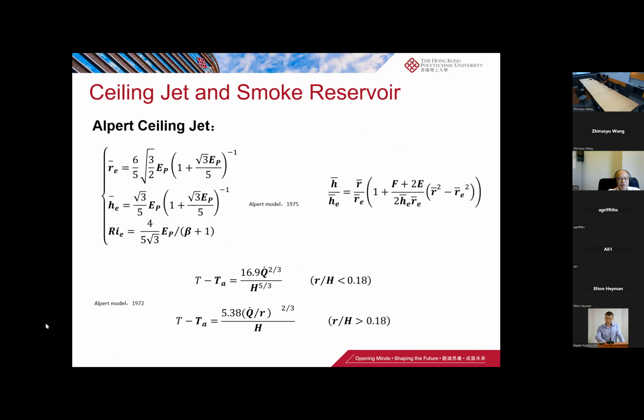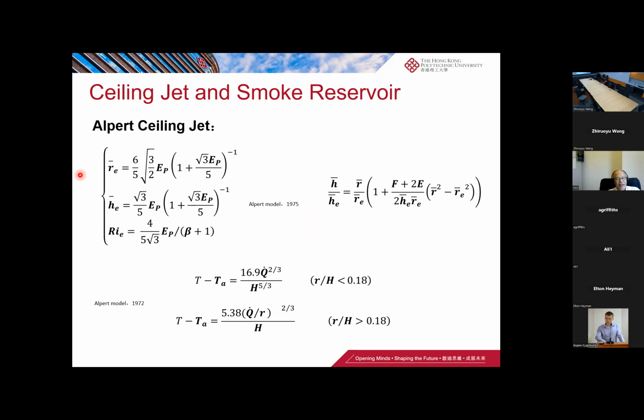There are ceiling jet models developed by Alpert in the early 1970s. The first set of equations is related to how far the smoke can spread under a flat, unconfined ceiling.